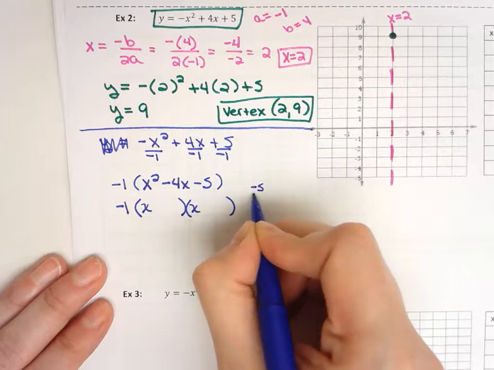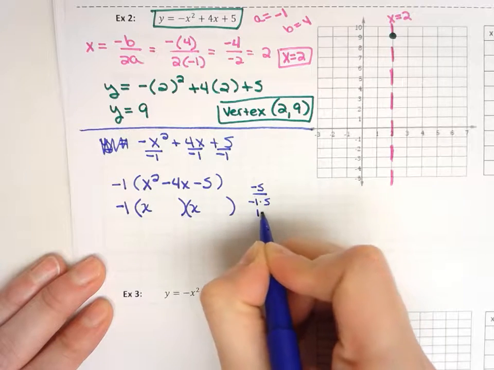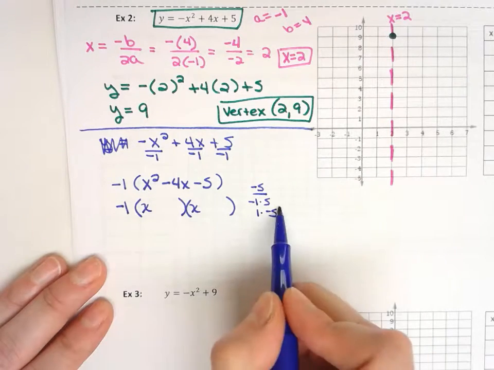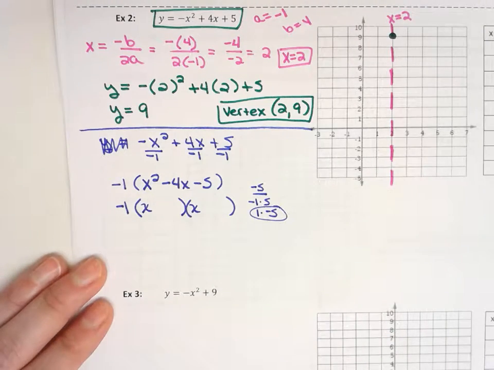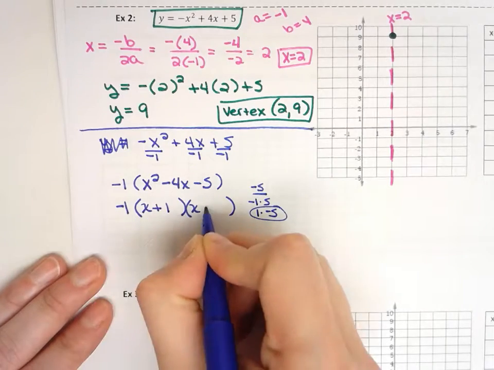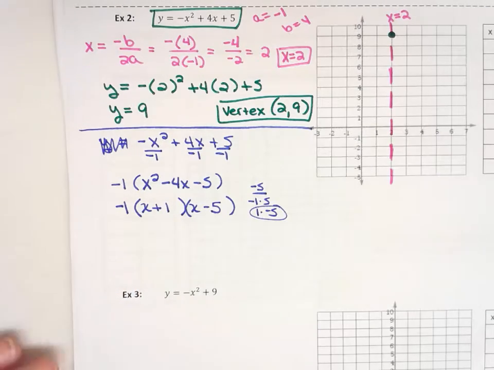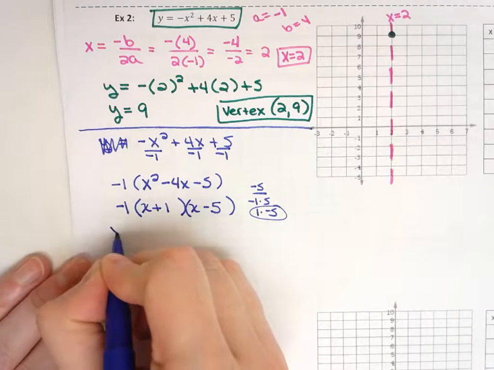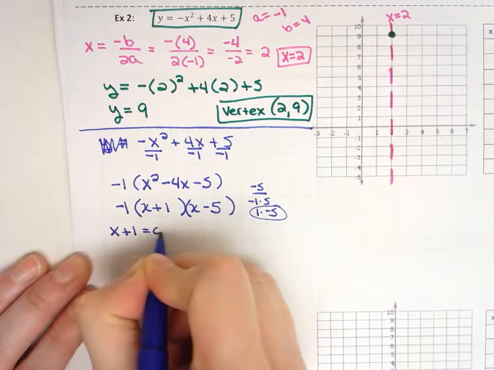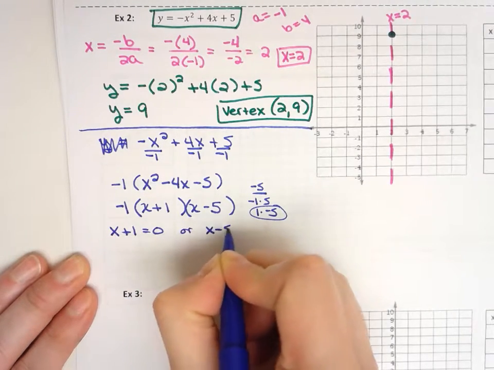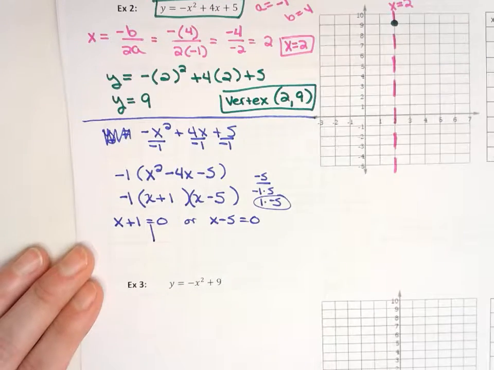The numbers that multiply to give me negative 5 could be one of those, but I'm choosing the second pair because those add to give me negative 4. So plus 1 and minus 5. Now that I've got my thing factored, I'm going to say x plus 1 equals 0 or x minus 5 equals 0. This one is just a one-step equation.